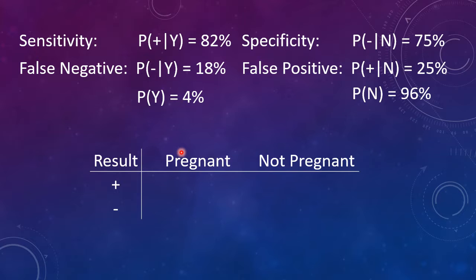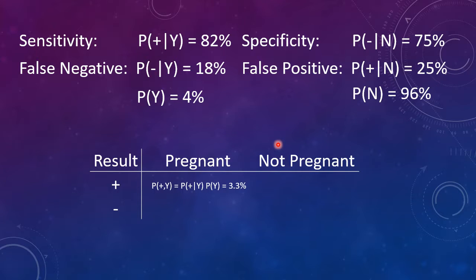Now we can apply the multiplication rule. So how can we find the proportion of women who are pregnant and have a positive test result? Well, we take the sensitivity, that is the proportion of women who get a positive test result, given that they really are pregnant, we multiply it by the proportion of women who really are pregnant. So we take 82% and multiply it by 4%, and that gives us 3.3%. So 3.3% of women are pregnant and get a positive test result.